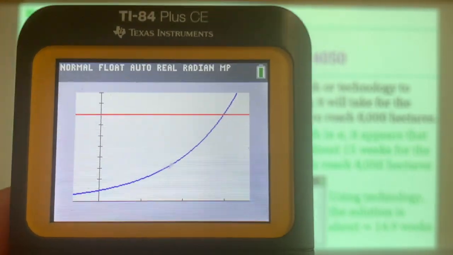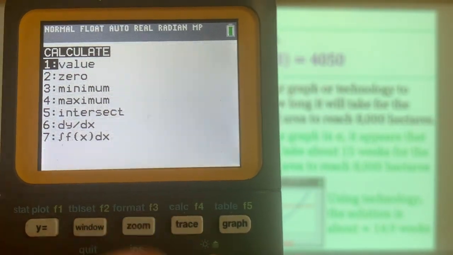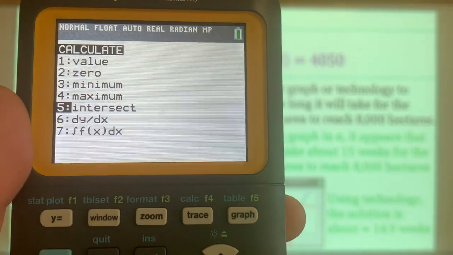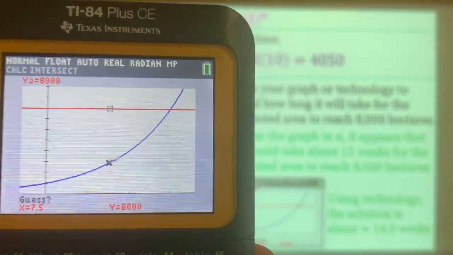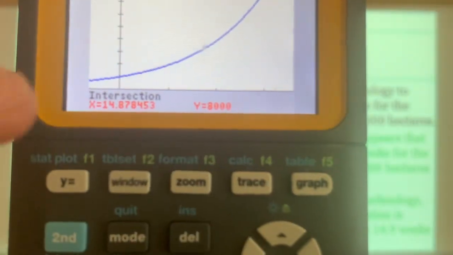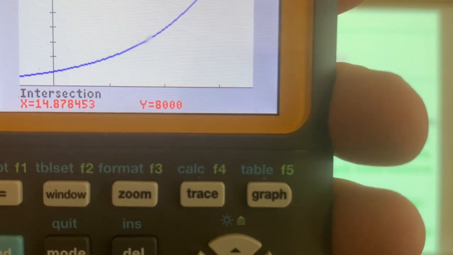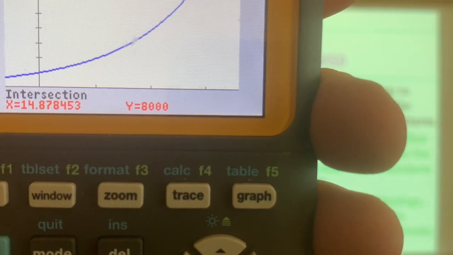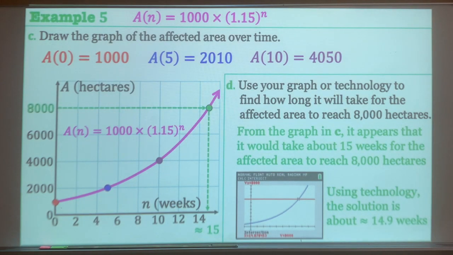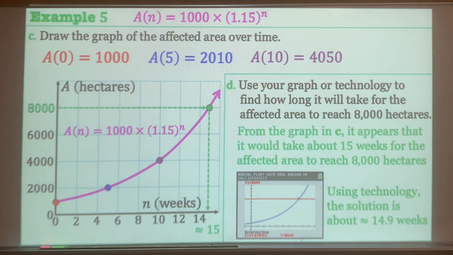And do you remember the step we have to do here? We have to do second, calc. We go down to intersect. All right, click on both graphs and then click over a little bit at the intersection. And there we go. It says that my x is 14 point, what does it say? 14.878. We can round that to 14.9. And there we go. Using our technology from the last chapter. See, I told you everything would come back. That's how you do that.